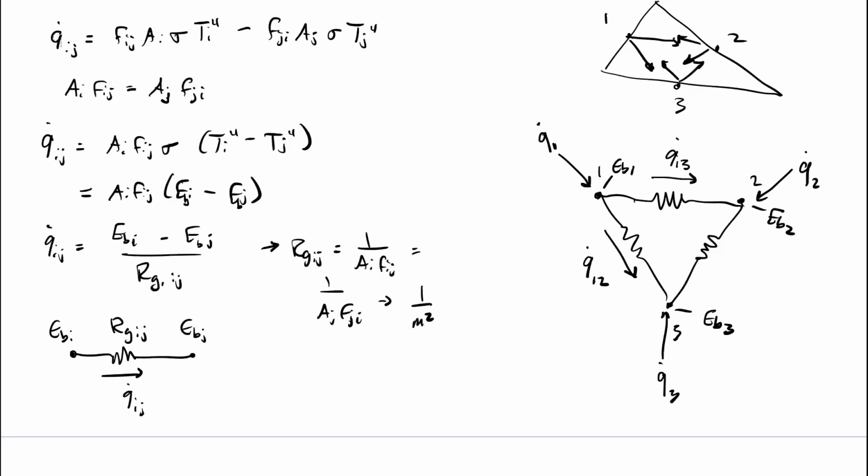Those all have to add up. We could also label these resistances. This resistance up here is the resistance between 1 and 2, so this would be RG 1 to 2. This would be RG 2 to 3. This would be RG 1 to 3. We could also write it RG 3 to 1 or the other way around. But this is going to be our network. So we can now use this network to write equations to relate the potentials, the heat flows, and the resistances.